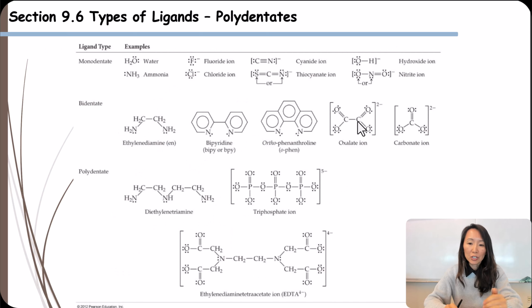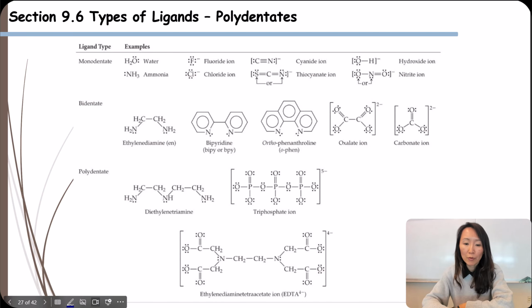This is in your reference sheet. It gives you a very nice organization between a monodentate, bidentate, and polydentate. There are more, of course, but I won't test beyond this particular table. So make sure you take a look at it and find where it is in your reference sheet, because I will refer to them more frequently.